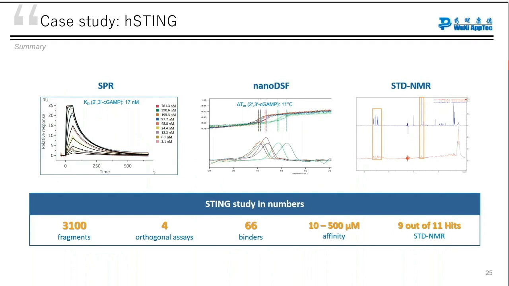To sum up, in this fragment screening, we have screened 3,100 fragments in MST. We have confirmed by KD ranking 66 hits with KD between 10 and 500 micromolar. The hits were characterized in addition using nano-DSF and SPR. 9 out of 11 promising MST hits were confirmed in ligand-based NMR.